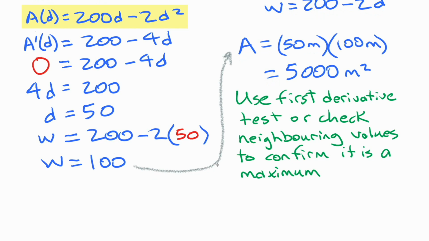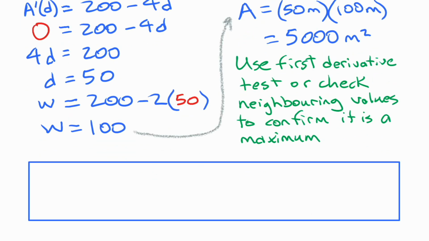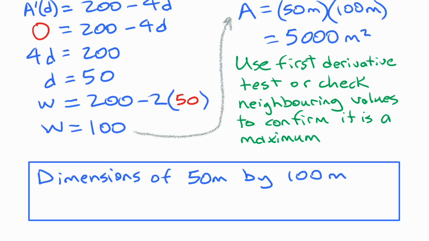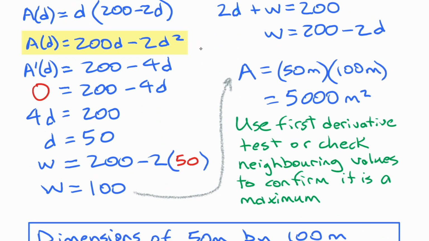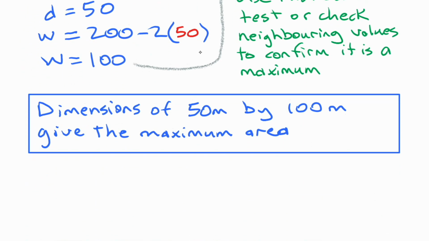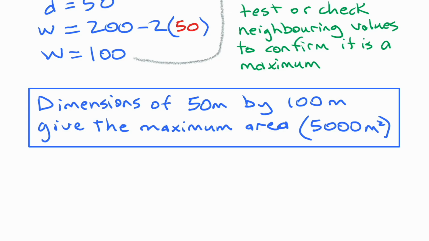All right, so then we can go ahead and write our solution. We can say that the dimensions of 50 by 100 are going to give us the maximum area. The problem didn't actually ask for the maximum area. It just asked for the dimensions, if you go back and look at that. It just says what are the dimensions of the enclosure that has the largest area, but it doesn't actually tell us the largest area, but I think it's not a bad idea to put in there. So what I'm going to do is just put in brackets here 5,000 square meters. I actually should have maybe been a little bit more descriptive about this.